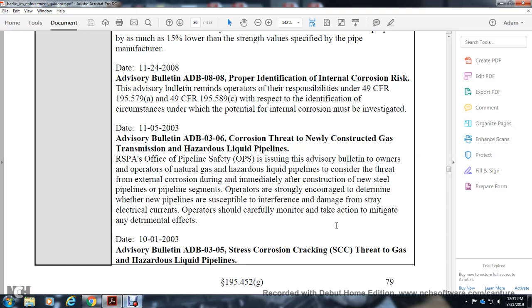The RSPA, the Office of Pipeline Safety, issued an advisory bulletin to natural gas and hazardous liquid pipeline operators to consider the threat of external corrosion during and immediately after the construction of new steel pipeline. The operators are strongly encouraged to determine whether the new pipelines are susceptible to interference or damage from stray electrical currents. Operators should be careful to monitor and take action to mitigate the detrimental effects.